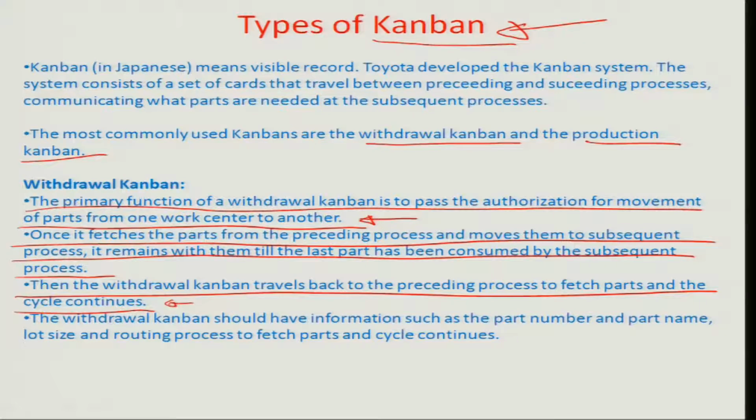So the Kanban card releases the material to the next station, that material is consumed, and then the Kanban card is released back to the previous station. The moment the previous station gets the card, it starts to produce that material and sends it ahead to the succeeding center, and the cycle of the card and the production flow keeps on continuing for lean inventory maintenance between two stations.